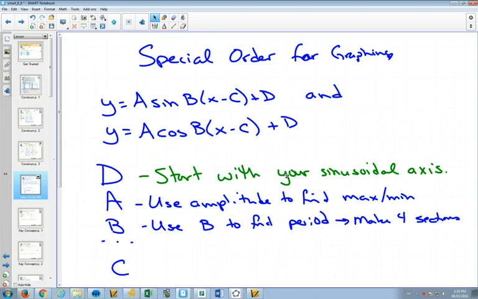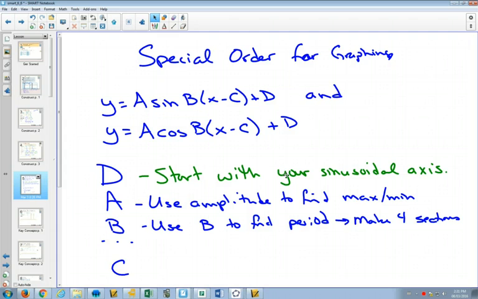But with sine and cos graphs, by noticing some of the patterns we saw before, we can do it as a shortcut. And this shortcut, I call it DAB C, because those are the order that you're going to do things. So it's not from left to right anymore, because we're starting with our D value. Now our D values are sinusoidal axes.